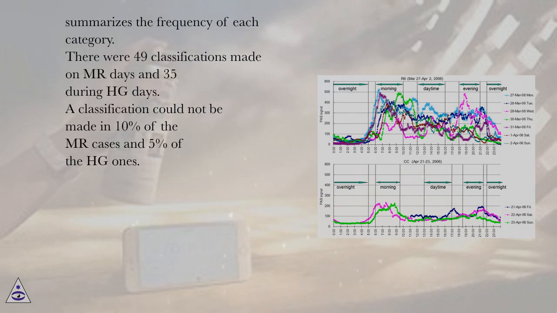The 300 meters passes were only evaluated for evidence of removal by precipitation. Pattern D summarizes the frequency of each category. There were 49 classifications made on Mr. days and 35 during HG days. A classification could not be made in 10% of the Mr. cases and 5% of the HG ones.